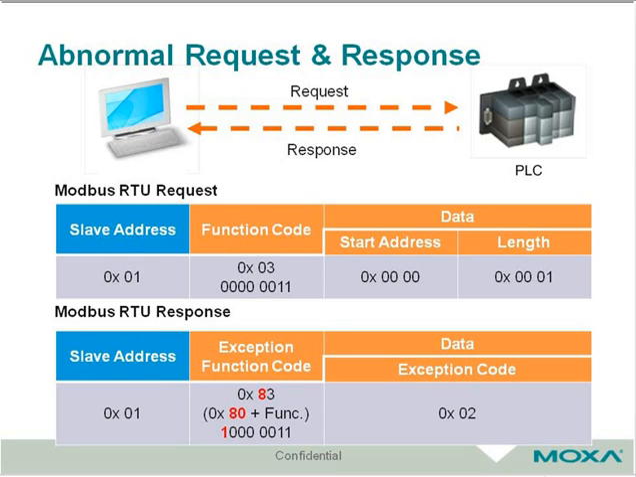And it will put the exception code in the data field. The exception code 02 means illegal data address, which means this slave device may not support reading holding registers from the internal memory address 00. And if you are interested in exception codes, I attach the detailed list in the appendix.